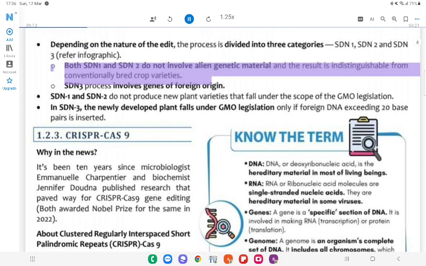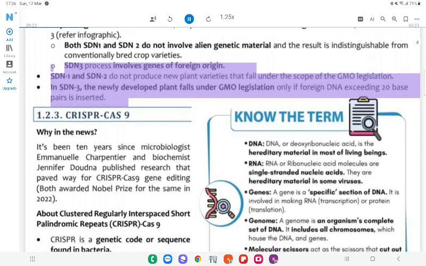Both SDN1 and SDN2 do not involve alien genetic material and the result is indistinguishable from conventionally bred crop varieties. The SDN3 process involves genes of foreign origin. SDN1 and SDN2 do not produce new plant varieties that fall under the scope of the GMO legislation. In SDN3, the newly developed plant falls under GMO legislation only if foreign DNA exceeding 20 base pairs is inserted.